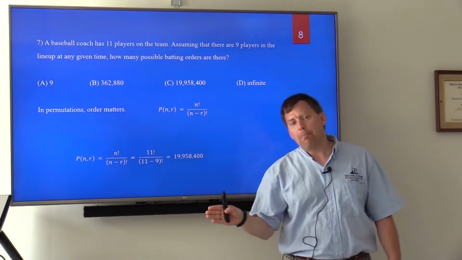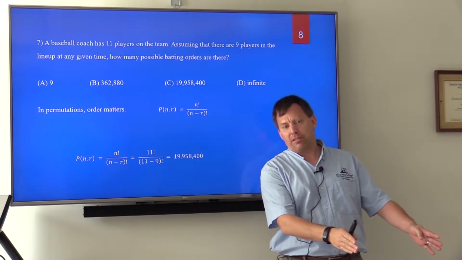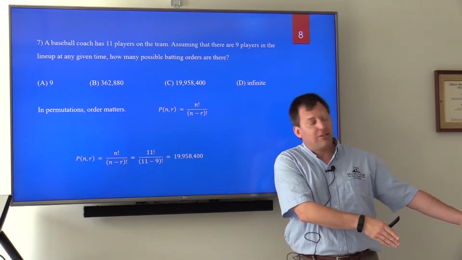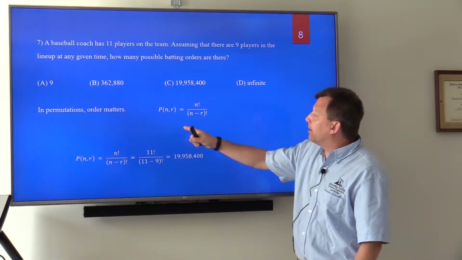If I'm the catcher, in one batting order maybe I'm cleanup, batting in the 4th position. In another batting order, I'm batting in the 7th position. Now the order matters, so you can't just use the combination formula. You have to do this.